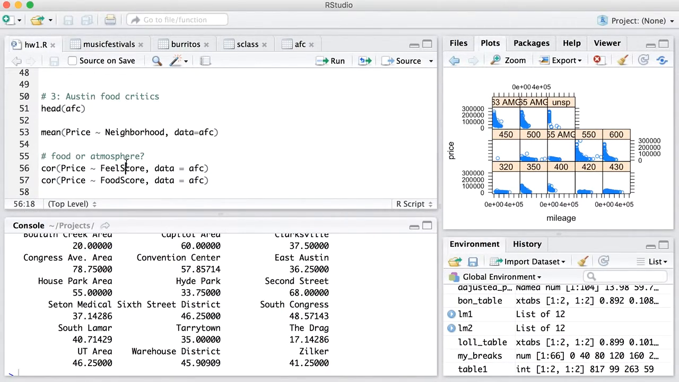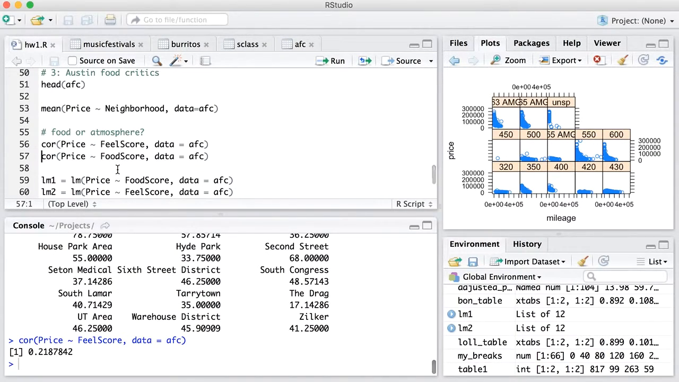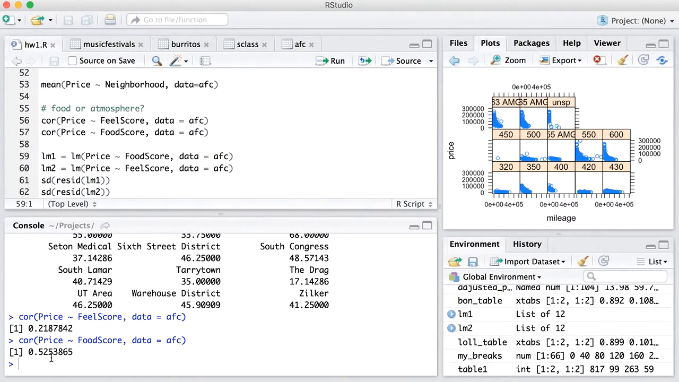Then another question was which of these two variables, feel score or food score, predicts price better? And a very simple way to measure that would have been correlation. So you could compute the correlation between price and feel score, which is about 22%, versus the correlation between price and food score. It's a lot higher, about 53%. So that's a very simple way to address that question right there. There are more subtle ways to address that question. They give you the same answer here, that food score predicts price more accurately than feel score does.